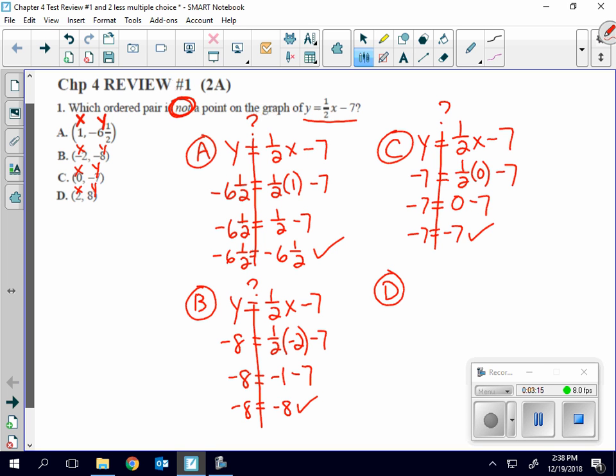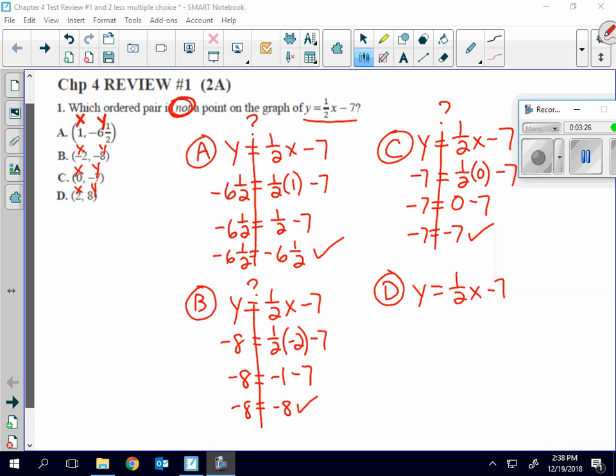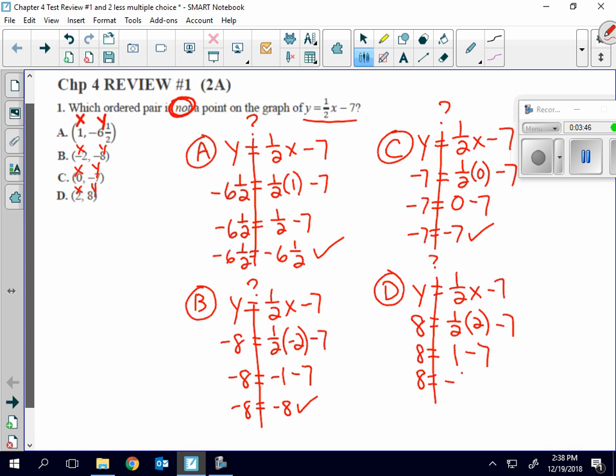So x and y, x is 2, y is 8. We're going to rewrite this and plug in our x and y. 8 equals 1/2 times our new x, which is 2. Does it equal? Well, the 8 is already simplified. The other side, we can take half of 2, which is 1, and then subtract 7. And of course, 1 minus 7 is -6, which does not equal each other. So which one does it not work for? It would be D.